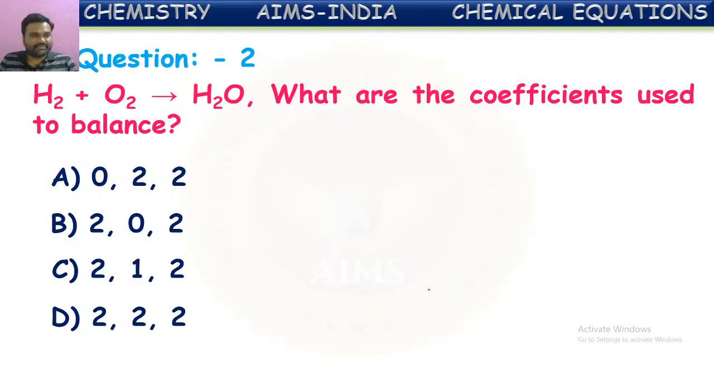So these are the options given. Which option suits the correct coefficients for balancing this equation? Can you try for this? What do we get as coefficients after balancing this formation of water equation? The equation which is representing the formation of water. What do we get? Anyhow, 0 won't be, so A and B won't be coming again anyhow. Now, can you guess the correct answer regarding the coefficients?